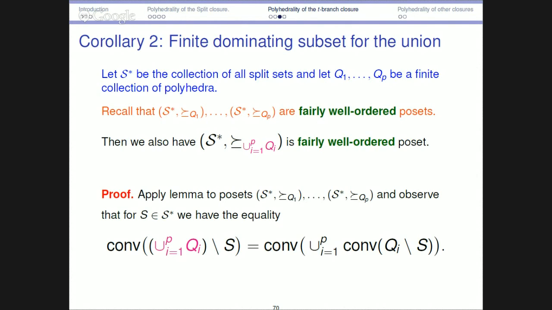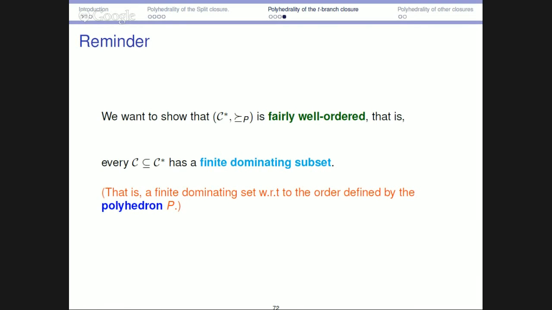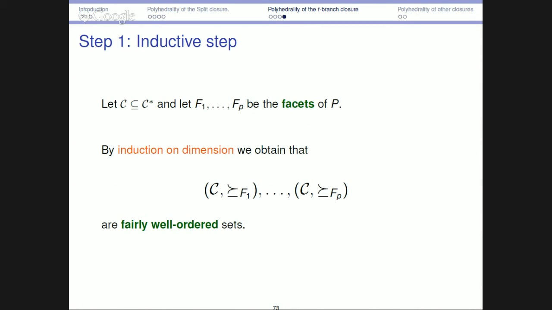So this finite dominating subset for the union. Okay, now the proof. So we want to show that this poset is finitely well ordered, so every arbitrary set has a finite dominating subset. And this we want to do with the order related to the polyhedron P. So what we do, we use induction. So we consider the facet as before. And by induction, we say that all of these orders are finitely well ordered. So for every facet, this has a finite dominating subset.